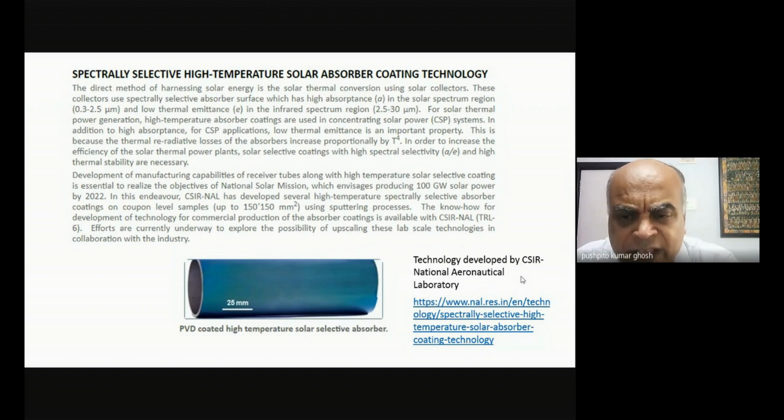Has everybody understood the importance of the solar selective absorber, for high temperature?